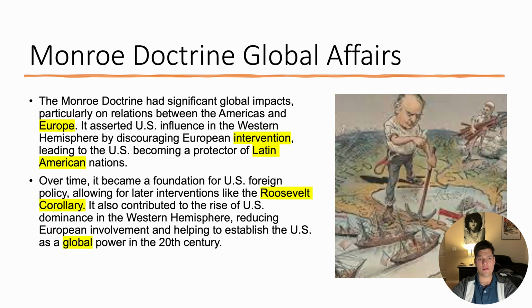Now in this slide, we're talking about the Monroe Doctrine and global affairs. The Monroe Doctrine didn't just affect the Americas. It had a global impact, as we're talking about in this slide, by discouraging European intervention in the Western Hemisphere. So it allowed the U.S. to assert its influence over Latin American nations. This policy, the Monroe Doctrine, paved the way for later U.S. interventions, like the Roosevelt Corollary, and it established the United States as a global power in the 20th century.